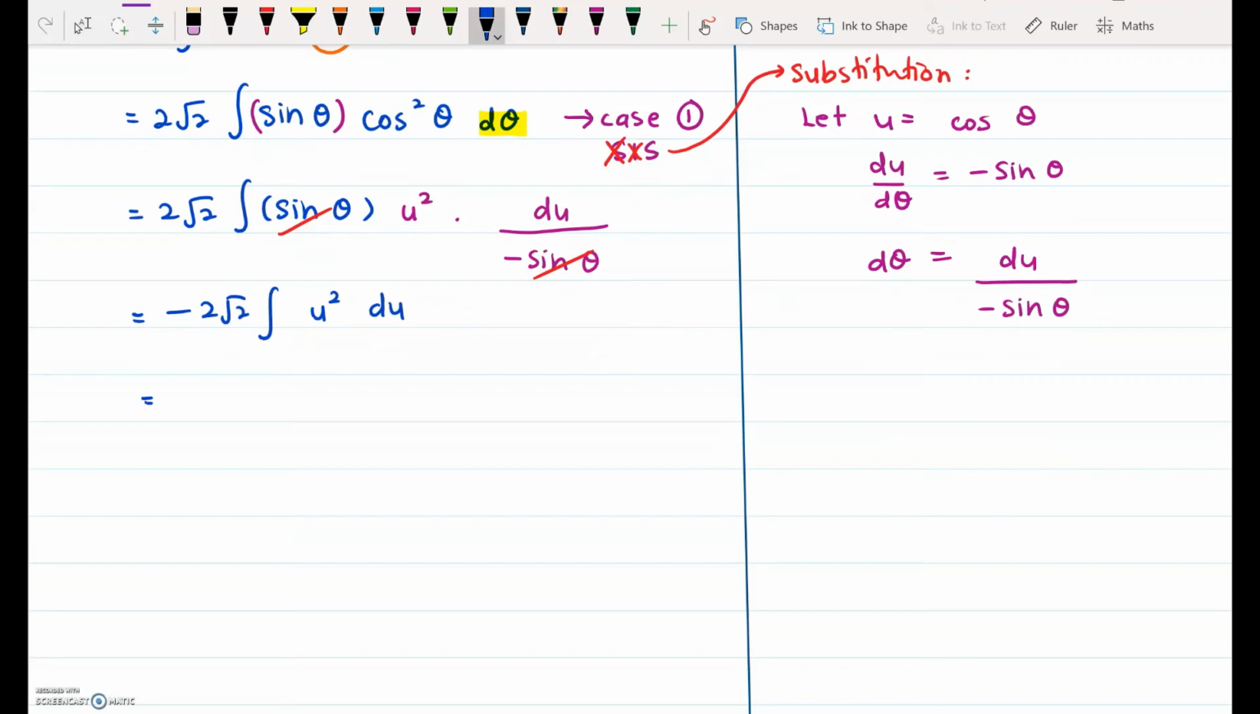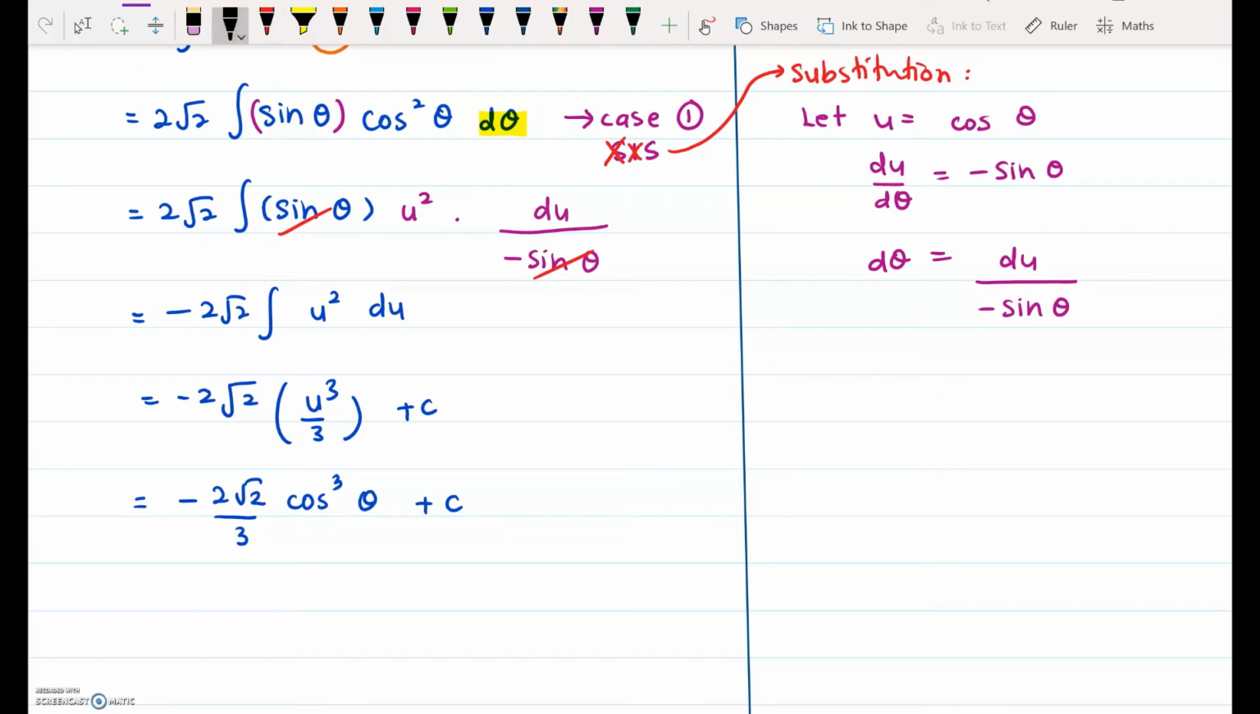We will integrate, and you will have negative square root of 2 times the integration of u square, which is u cubed over 3 plus c. Okay, and now don't forget to replace your u, and you will have negative square root of 2 over 3, and your u is cos cube theta plus c. Next, don't forget your final answer must be in terms of x. So now we will use the Sohcahtoa formula.